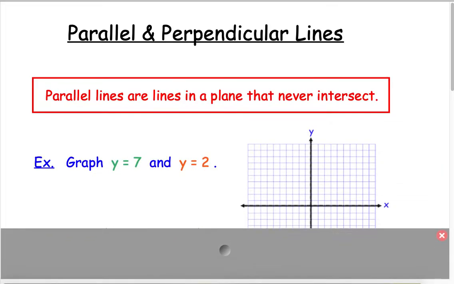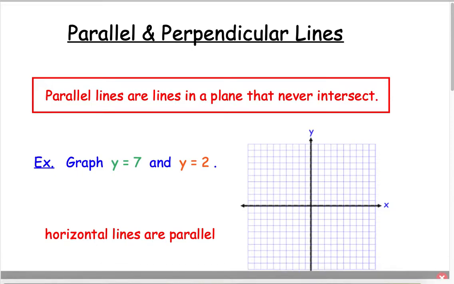So, for example, if I asked you to graph y equals 7, what does that look like? Well, remember, y equals 7 means it doesn't matter what x is, the y value is always 7. So it'll look like that. And then what about y equals 2?